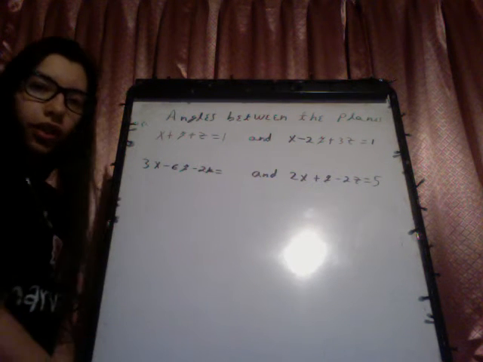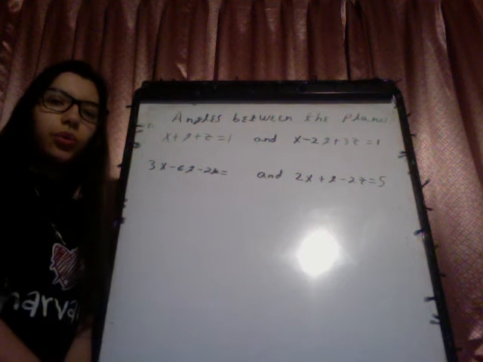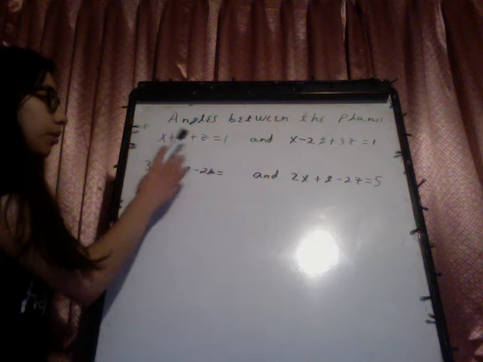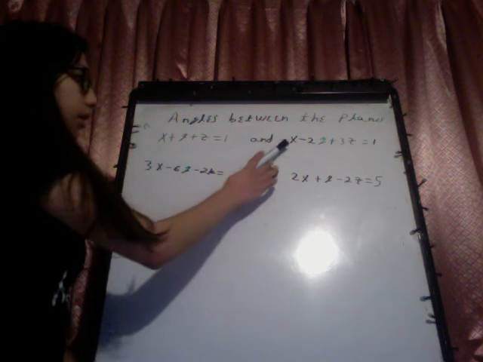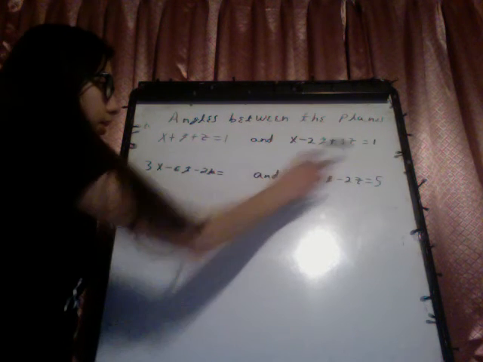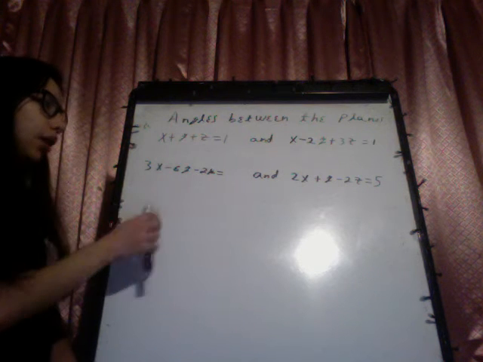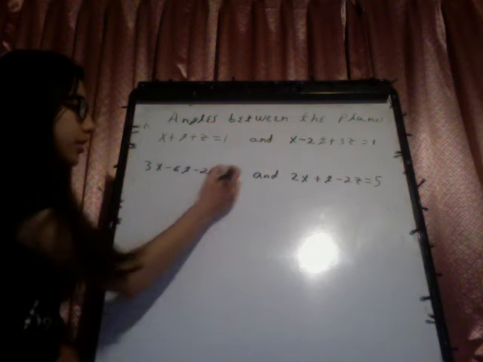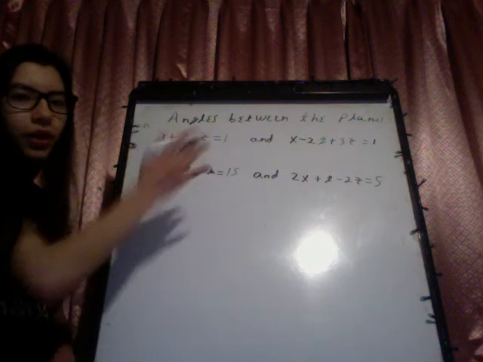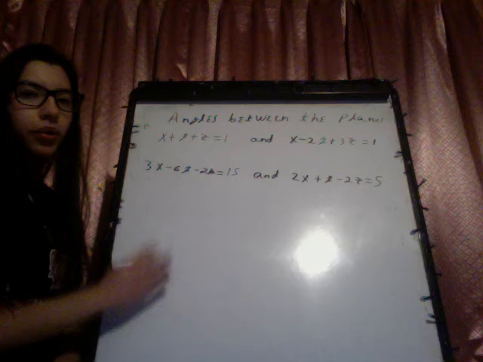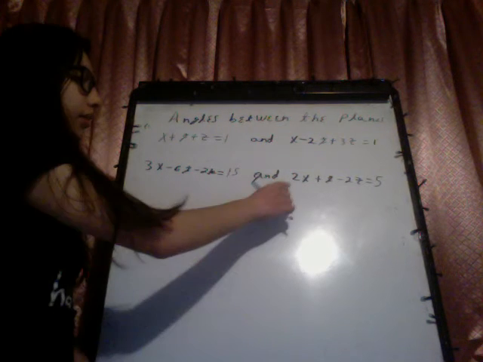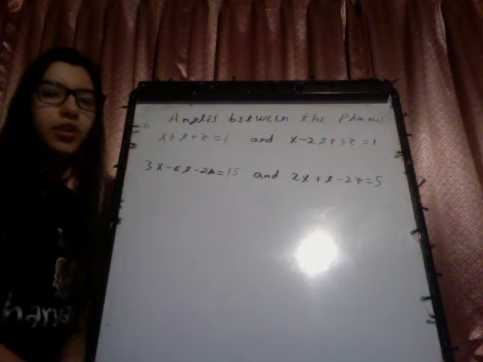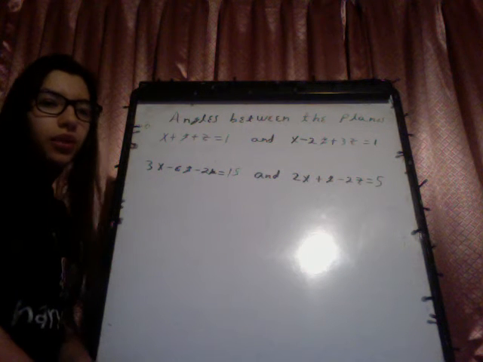Now we're going to calculate the angle of intersection between two planes. One is the angle between the planes x plus y plus z equals 1 and x minus 2y plus 3z equals 1. And the other is the angle between the planes 3x minus 6y minus 2z equals 15, or whatever number we are going to see, and 2x plus y minus 2z equals 5. If you think you can do it, stop the video now and then continue to see if we have the same result.